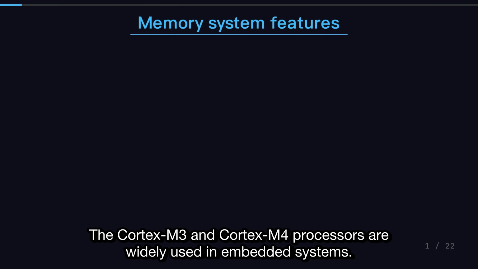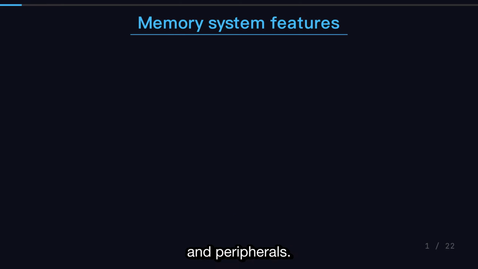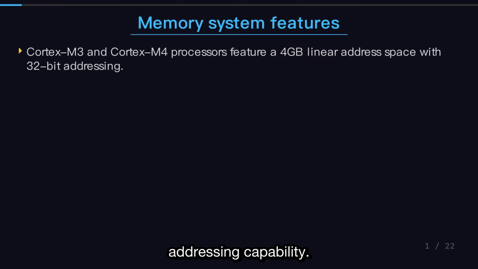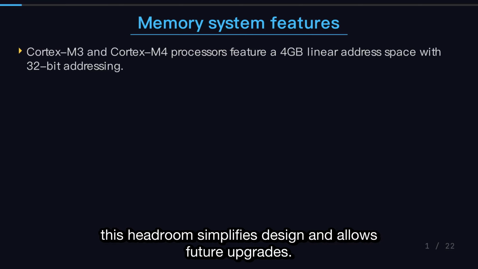The Cortex M3 and Cortex M4 processors are widely used in embedded systems. Their memory system is fundamental, defining how the processor accesses code, data, and peripherals. These processors provide a 4 GB linear address space thanks to their 32-bit addressing capability. While most embedded systems use far less memory, this headroom simplifies design and allows future upgrades.